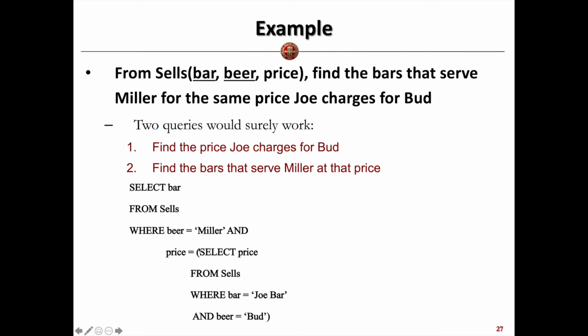In other words, we can use this intermediate result as a scalar. So remember, we have parentheses. These parentheses denote a subquery, and we use price equals parentheses with the select-from-where statement as at the bottom. We are matching the price with the returning result from this statement. Then we can do the second question, find the bars that serve Miller at the same price. So we can do this by selecting bar from the sales table where the beer equals Miller and price equals the returning result of this subquery. So we need to have these parentheses, denoting the subquery.